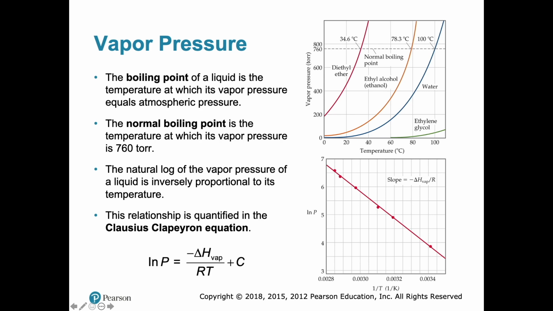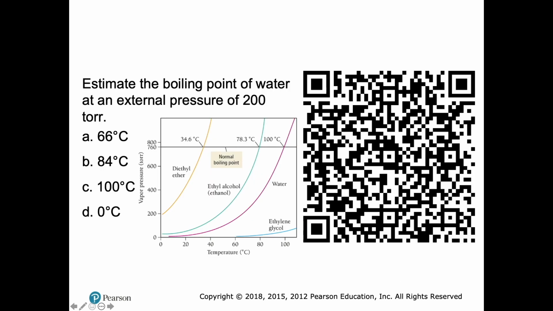So, this is your first question for today. I even gave you the little graph here to try to predict it, but notice you're kind of guessing here because it's not a straight line graph, okay? So the question here is, estimate the boiling point of water at an external pressure of 200 torr.